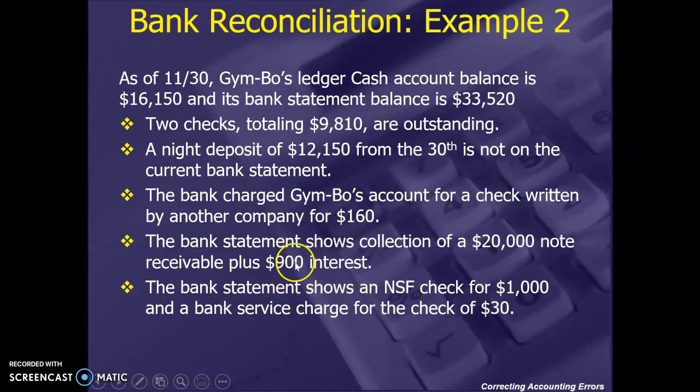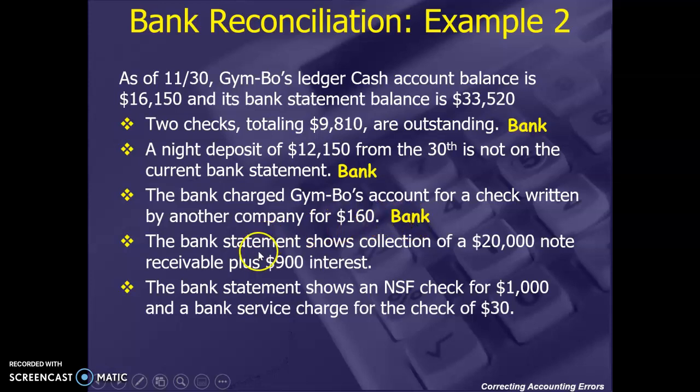So the first thing we've got to do is decide which side it goes on. Who does not know about it? Outstanding checks, the bank does not know about those, so it's going to go on the bank side. A deposit in transit is also going to go on the bank side because the bank does not know about that deposit yet, because we put it in the night deposit after closing that night. This one is an error, so we have to figure out who made the error, because an error can go on both sides, as I said. Here the bank made the error, so this is going to go on the bank side.